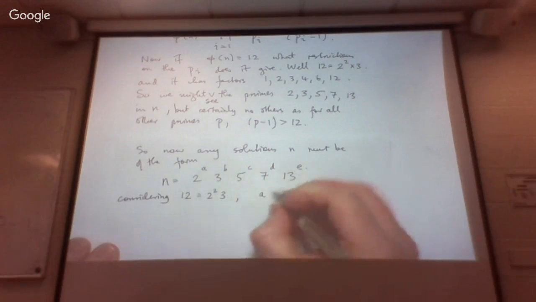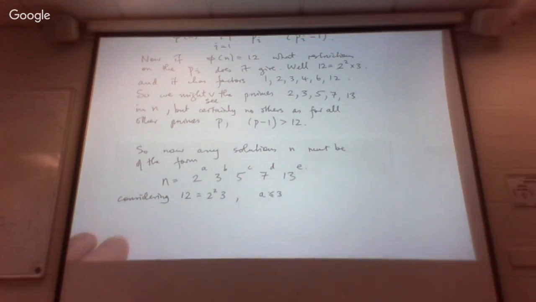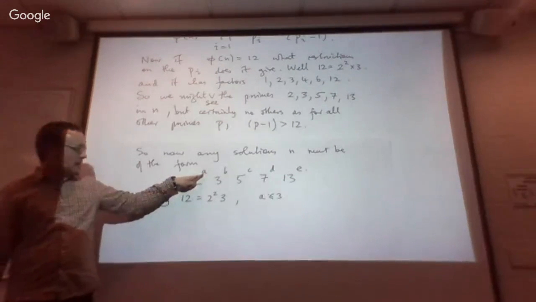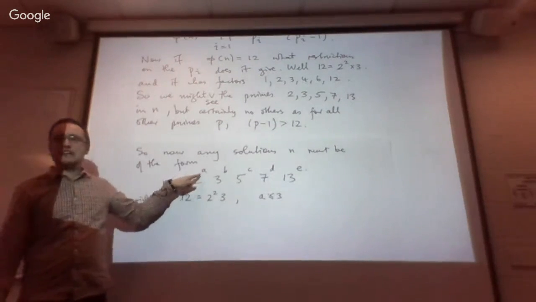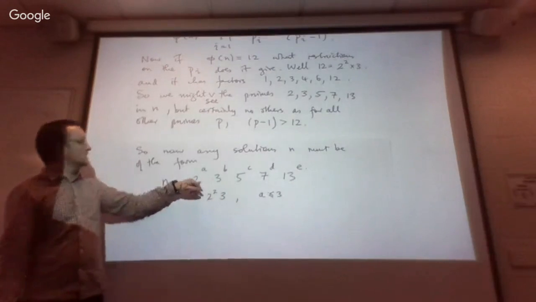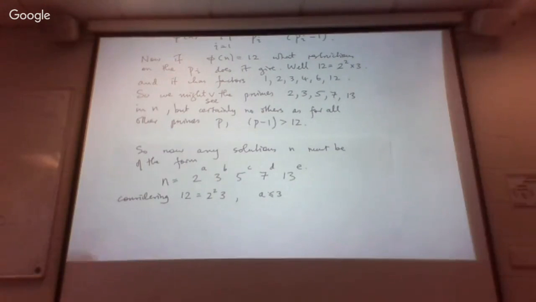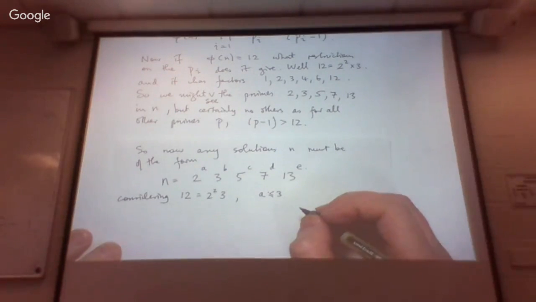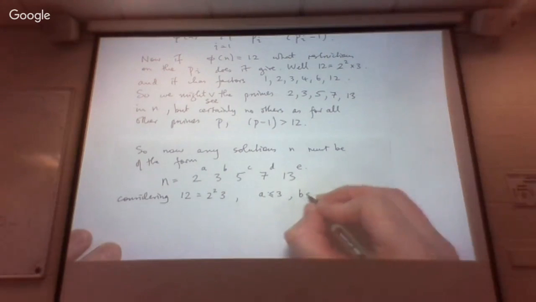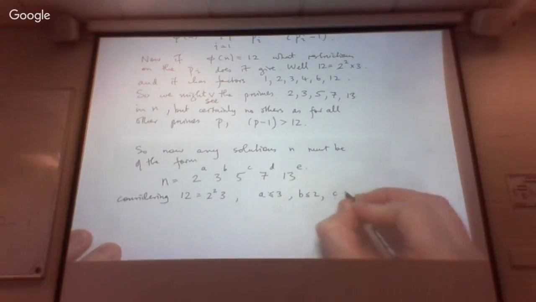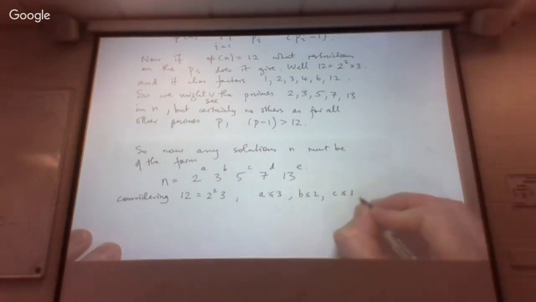The A can be no bigger than 3. So if the A was 4, then you'd have a 2 to the 3, you'd have an 8 in the product for phi. Then the 3 can be no bigger than 2. So the B must be less than or equal to 2. The C must be less than or equal to 1, and the D must be less than or equal to 1, and the E must be less than or equal to 1.